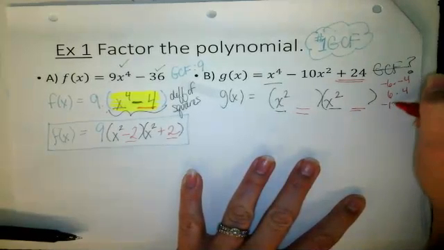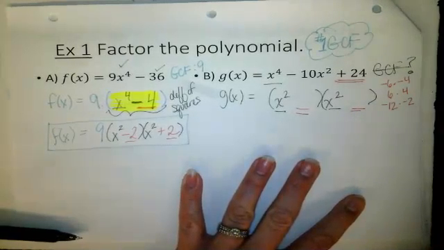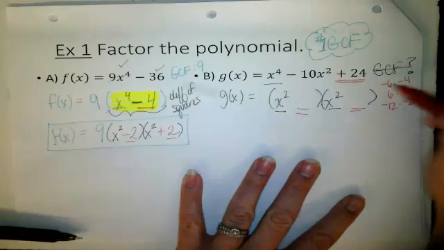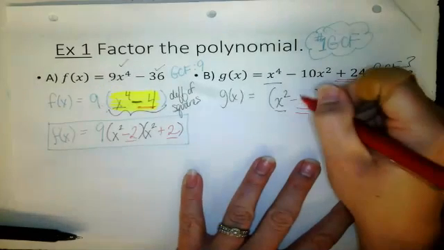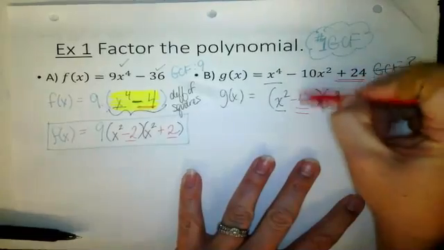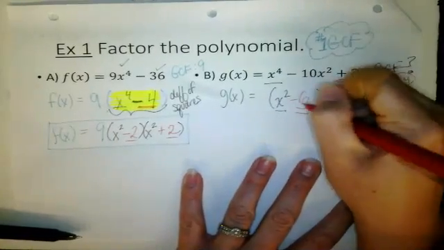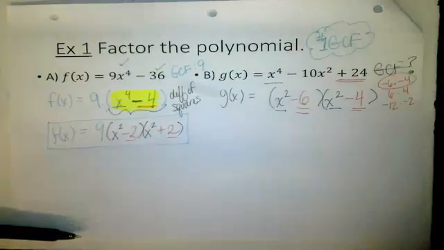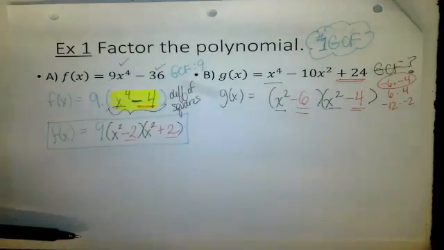There's lots of options, negative 12 and negative 2. Which one do we want? Negative 6 and negative 4. Very good. I'm going to do negative 6 and negative 4. How do you know if you factored correctly? What should you always do?